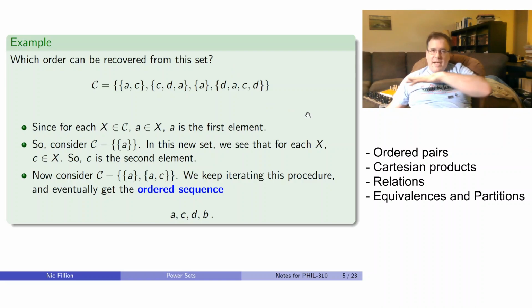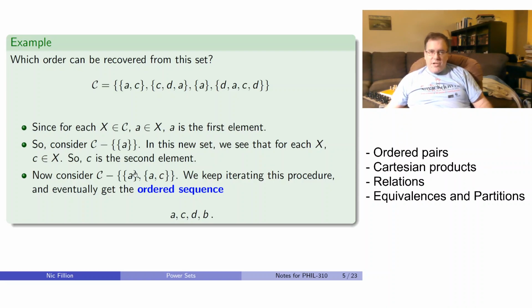So since A is in every single one of the sets in the collection, that will correspond to the claim that A is the first element in the sequence. Okay. Now we're going to take the collection and remove the singleton A from it. So C minus singleton A is going to give us the set that we started from minus this element here. Now in this new set, we have the pair, the triple, and the quadruple. We look for the object that's in all three, and that object is going to be C, right? So that tells us that C is the second one.